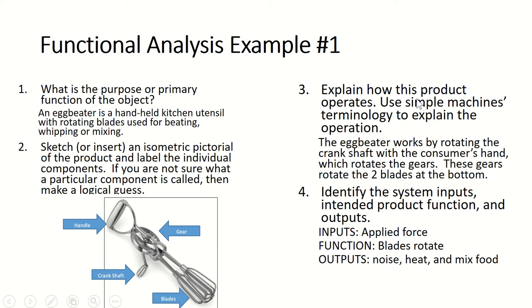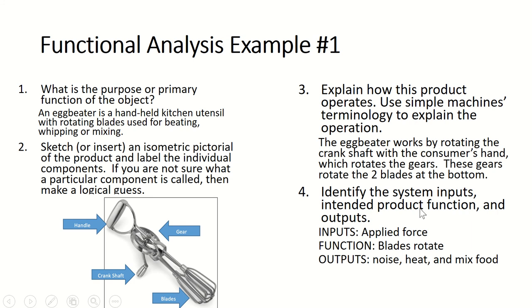Number 3 is explain how this product operates. So I have this one. The egg beater works by rotating the crankshaft with the consumer's hand. So you rotate this crankshaft right here, which rotates the gears. So this crankshaft rotates this gear here. These gears rotate the 2 blades at the bottom. Okay, and so that is how that rotates. This is pretty simple. This is kind of the minimum explanation I want. It would be nice if you had a little more detail in yours.